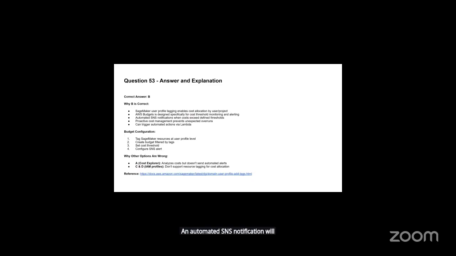B. So SageMaker user profile tagging enables cost allocation by user project. AWS Budgets is designed specifically for cost threshold monitoring and alerting. An automated SNS notification will be sent when costs exceed a defined threshold. The proactive cost management prevents unexpected overruns, and this can trigger automated actions via Lambda.